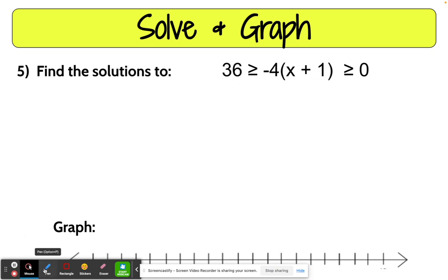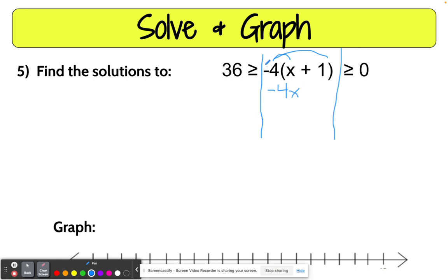You might say, that one looks kind of weird. It looks like an and one, but my inequalities are pointing to the right. That seems kind of wrong. Let's take a look at this. First thing I want to do is distribute. Negative 4 times x, negative 4x. Negative 4 times 1, negative 4. 0 over here, 36 over here. And my inequalities are still this direction.